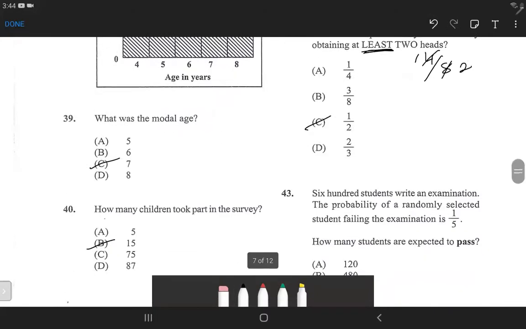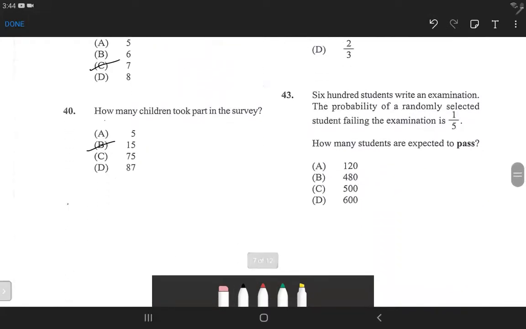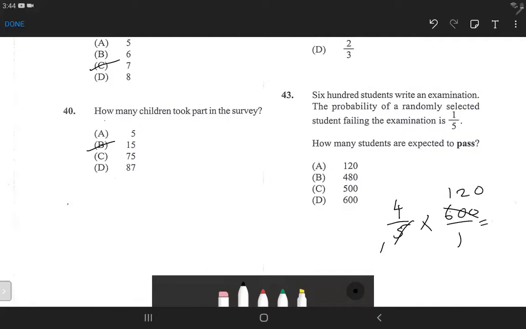All right. 600 students write an examination. The probability of a randomly selected student failing the examination is 1/5. How many students are expected to pass? Well, that means if you randomly choose a student, 4 out of 5 pass. Multiply that by 600: 5 into 600 is 120, 4 times 120 is 480. That's that one here. All right.